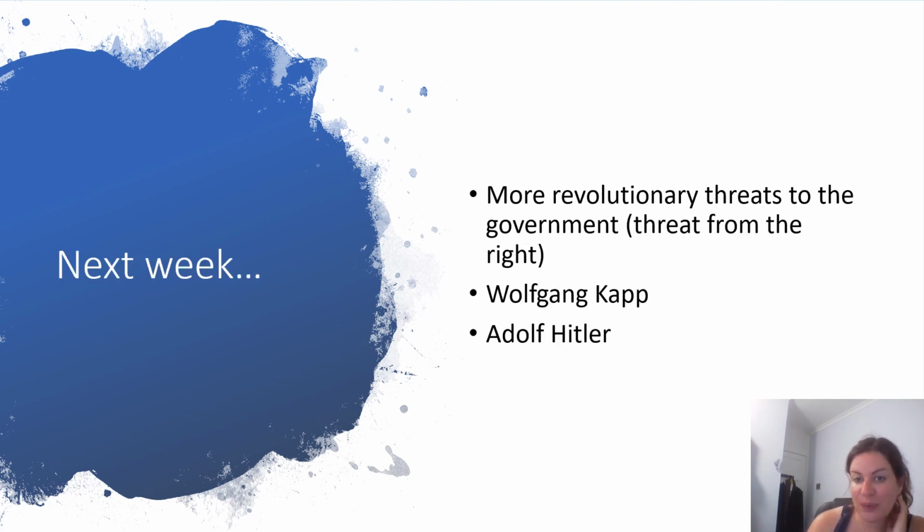And then next week, we are going to have a look at the threat from the right. So we're going to have a look at more revolutionary threats to the government, more fighting, and we're going to meet someone called Wolfgang Kapp and how he led his Free Corps. That's right, the Free Corps who helped the government. He's now turning them against the government. And we're also going to be introduced to Adolf Hitler.